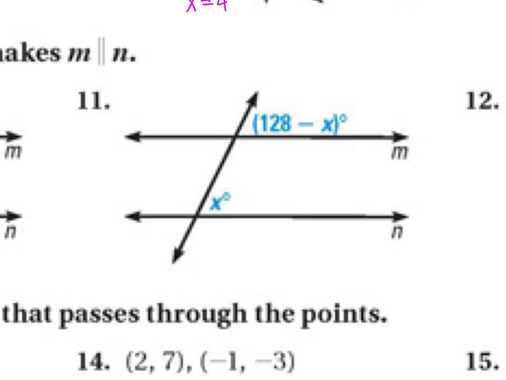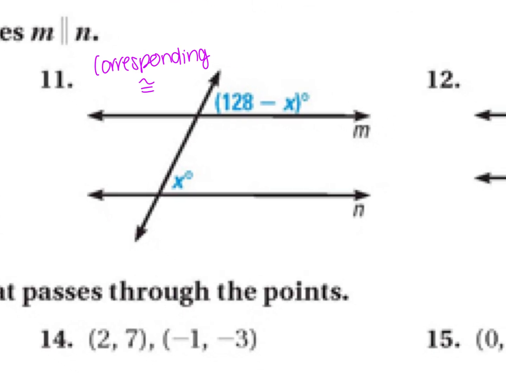These are corresponding. Corresponding angles are congruent, so just set these equal. 128 minus x equals x. Add x to both sides of my equal sign. I'm going to get 128 equals 2x. Divide both sides by 2. X equals 64 degrees.